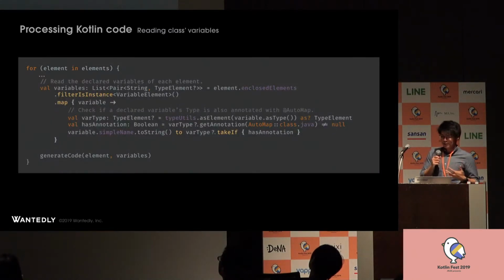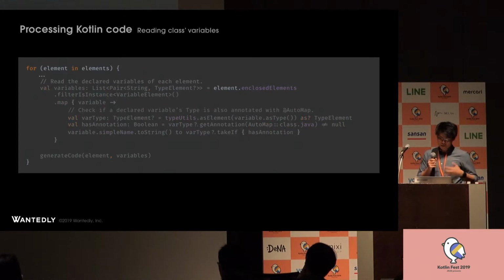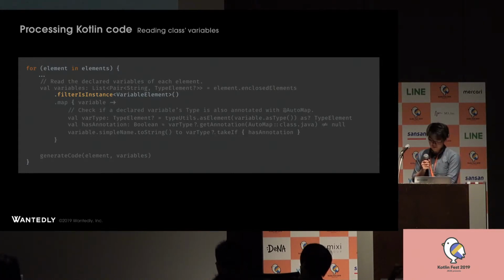Now that we know that each element is a public data class, we can then get the declared variables inside the data class. To do this, we will use element.enclosedElements, and then check if each enclosed element is an instance of VariableElement, because enclosed elements can also return an instance of ExecutableElement, which is a function.